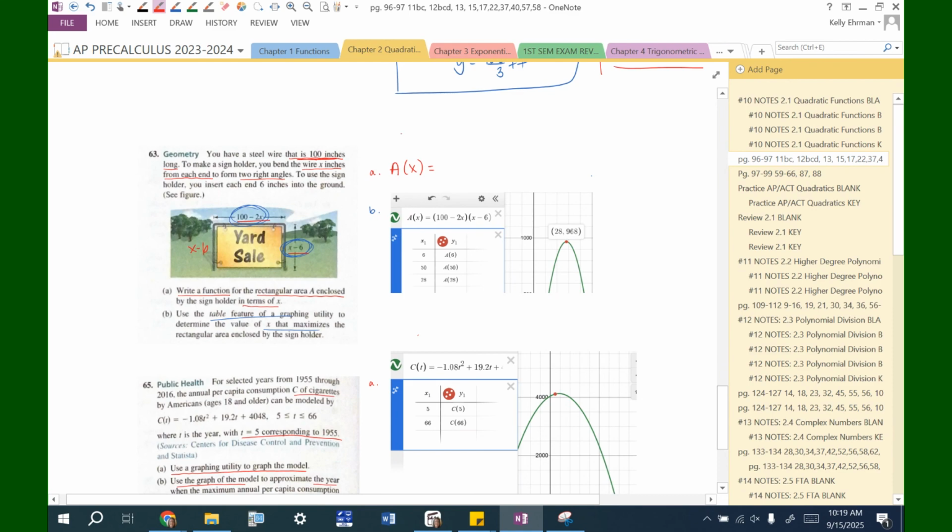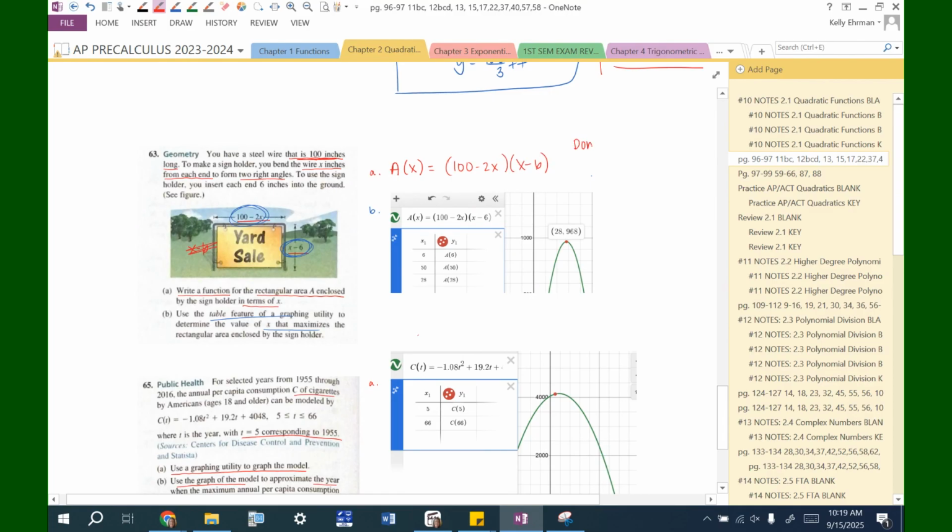We'll start with how much fencing you have. Or wire. You have 100, and that's equal to 2 times x minus 6 plus. Oh, no, wait. They already gave me the dimensions. I don't have to figure all of that out. So the dimensions for the area are in this picture: (100 minus 2x) times (x minus 6).